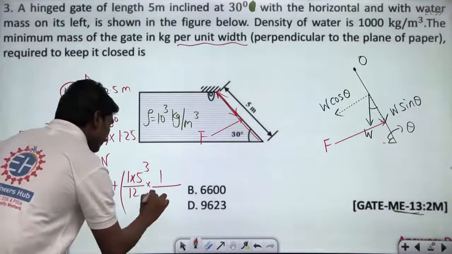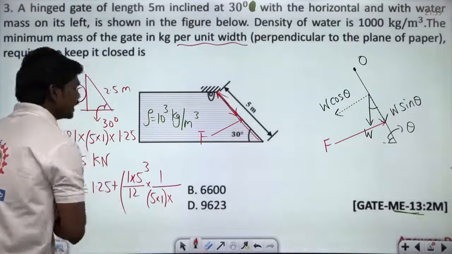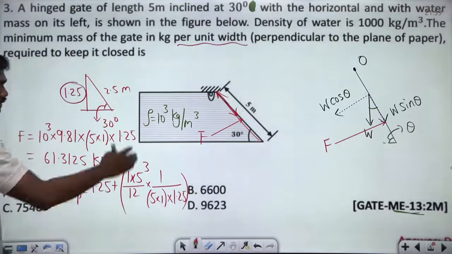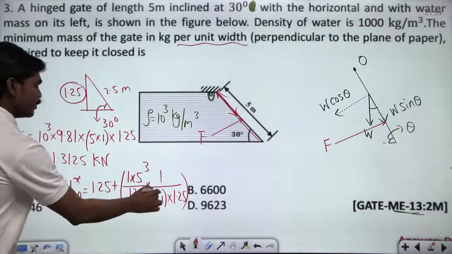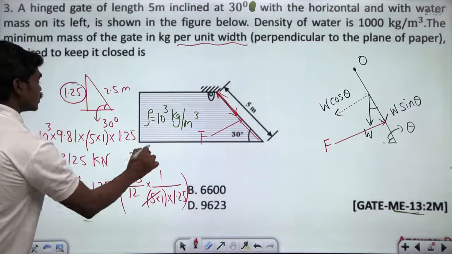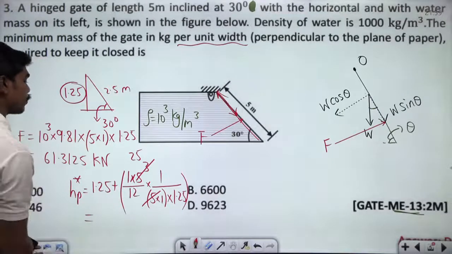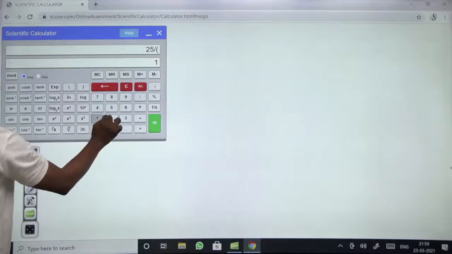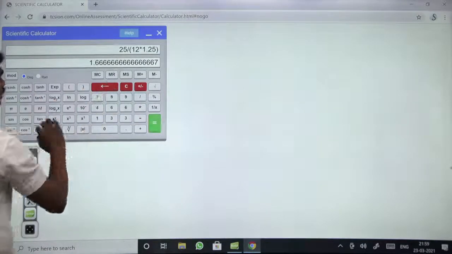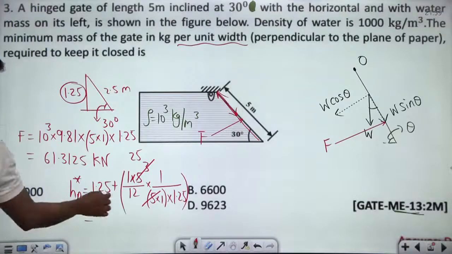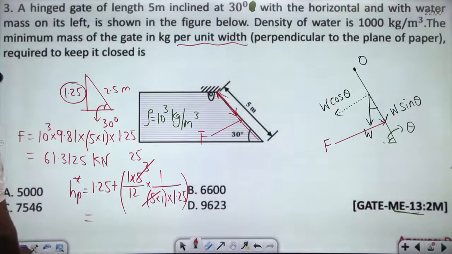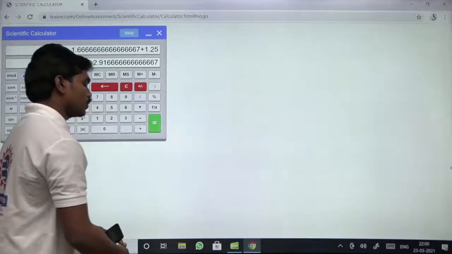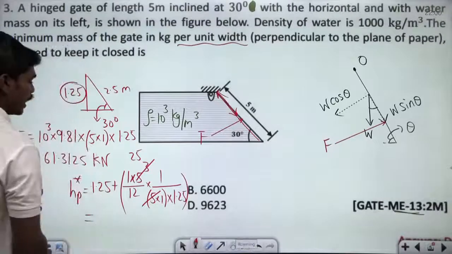What is this area? 5 into 1 into h bar. So h bar is again 1.25. So this is the depth of center of pressure at which this acts. If you make calculations here, this is 25. So 25 divided by 12 into 1.25. Let us make this calculation. If you make this calculation, you get 1.666. So if you add 1.25 to this, then we get 2.9166 and so on. I think the calculations are correct.